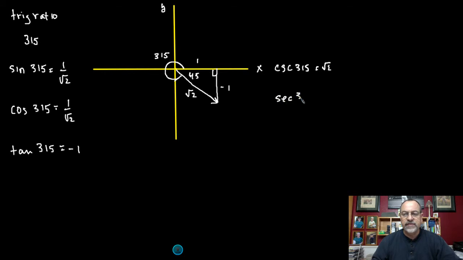The secant of this 315 degree angle is the reciprocal. And the cotangent of this 315 degree angle is -1, or 1 over -1, which would be -1.